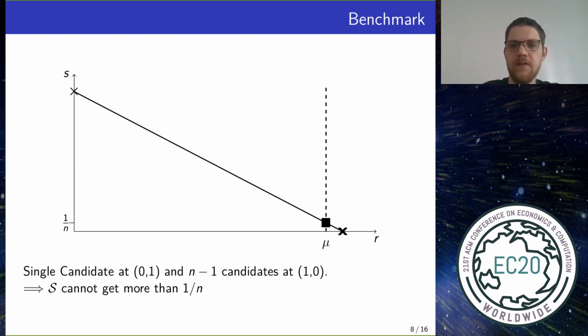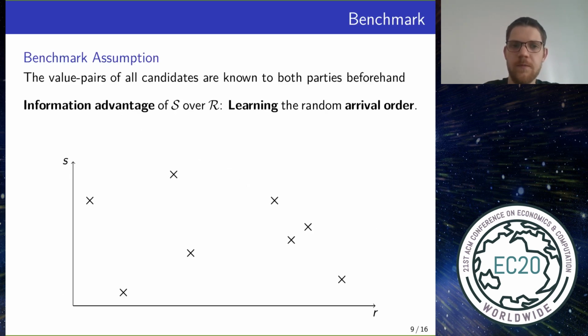So in order to remedy this, we use a different approach and assume for our benchmark case that the value pairs of all candidates are known to both players before the game starts. So the advantage the sender now has over the receiver is that the sender knows the current candidate, but the receiver doesn't. So in this example here, we have a set of candidates where the horizontal axis is the receiver value and the vertical axis is the sender value.